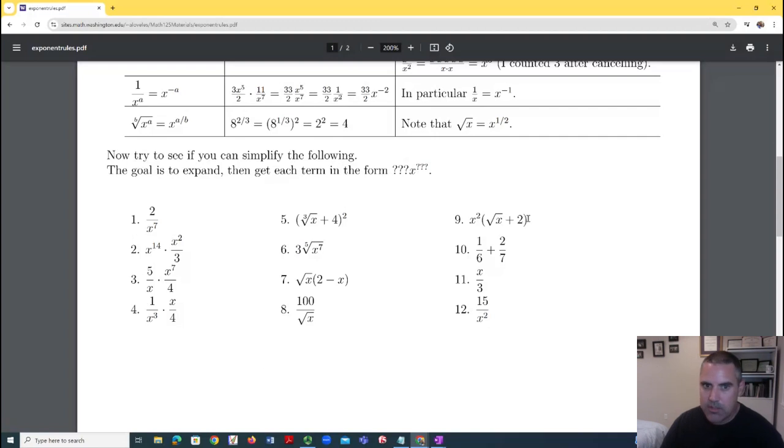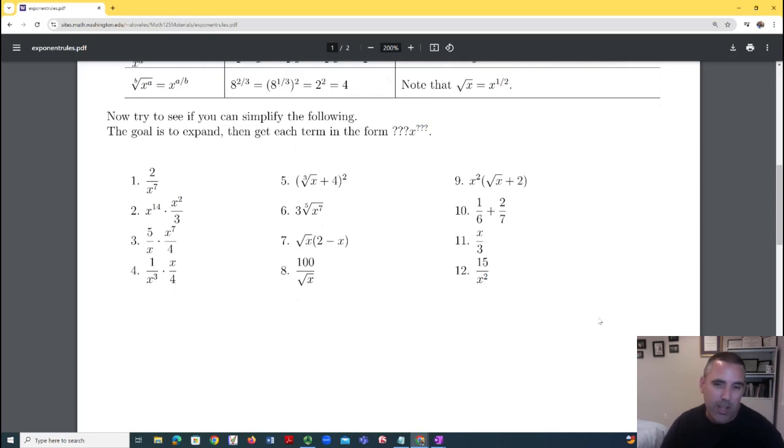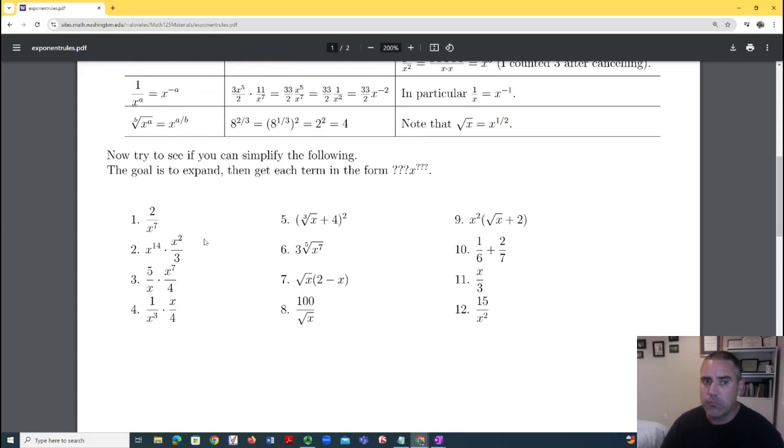So for each of these, they're all examples of one term. I guess you could call this 2 terms, but it's really just fractions. But the question is: can you write it the way a calculus student would write it so they can use their rules? So you can try that on your own.